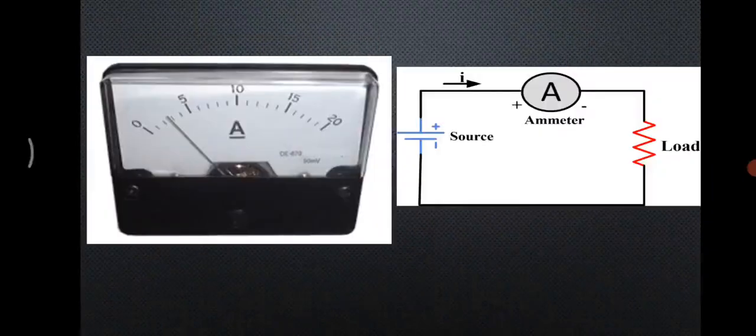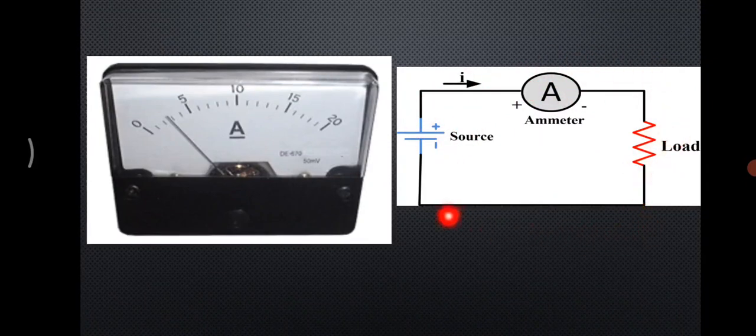The device used to measure current is the ammeter. This is the image you can see on the screen. We measure the current with the help of an ammeter, children. An ammeter is always connected in series. We will study series connection and parallel connection in an upcoming video. You can see it is connected end to end, in series.